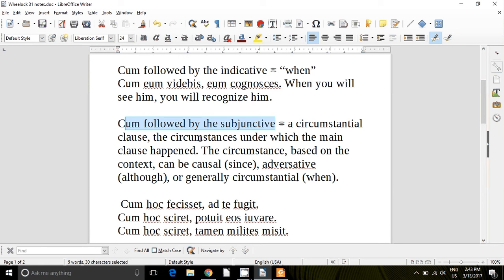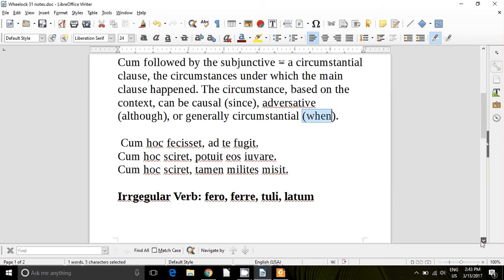And the circumstances, so it's telling you the circumstances under which the main clause happened. It's going to be based on the context. It could be causal, so cum could mean since. It could be adversative, so cum could mean although, or it could just be kind of generally circumstantial. Cum could just mean when. And so here are some examples.